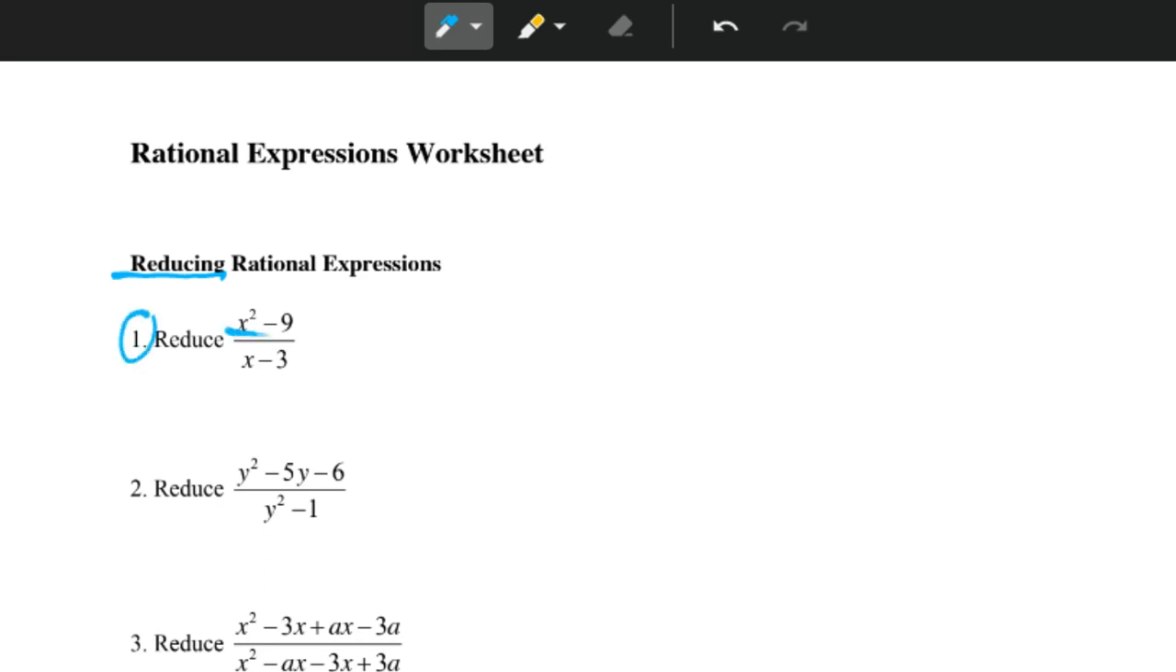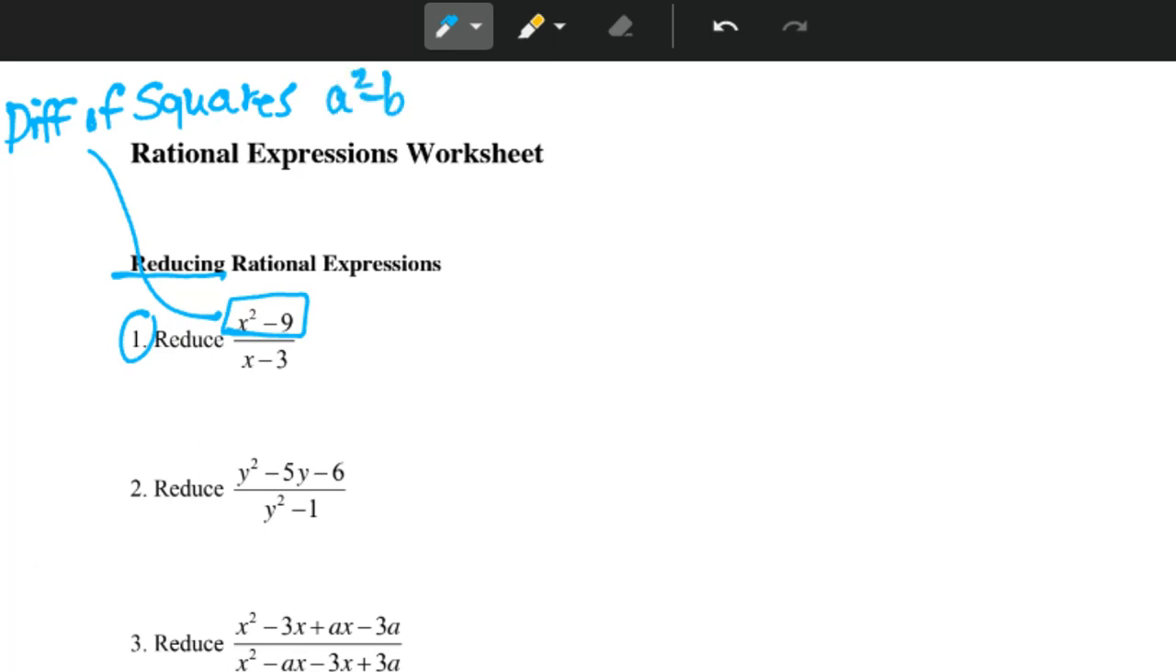If you notice this part right here, x squared is a perfect square, 9 is a perfect square. Well, x squared minus 9 is a great example of a difference of squares. A difference of squares is when you have a perfect square subtracting another perfect square. So if I have the formula a squared minus b squared, there's a factoring pattern for that, and it always factors to a plus b times a minus b, where a is the square root of a squared and b is the square root of b squared.